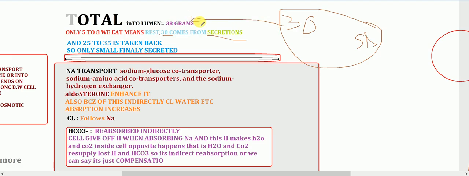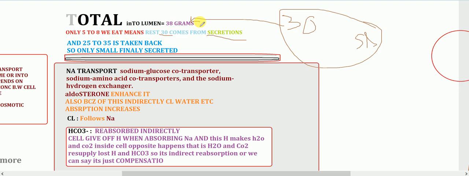Now, let me repeat it one more time. How much of the sodium is added to the lumen of the intestine? It is 38 grams. But you are eating 5 to 8 grams. How is it possible that it makes a total of 38 grams when you're eating just 5 to 8 grams per day? The answer is that the rest of the 30 grams comes from already stored sodium in your body in the extracellular fluids here and there. So it is like the secretions, which come from already stored sodium, make it a total of 38 grams. So that's it.